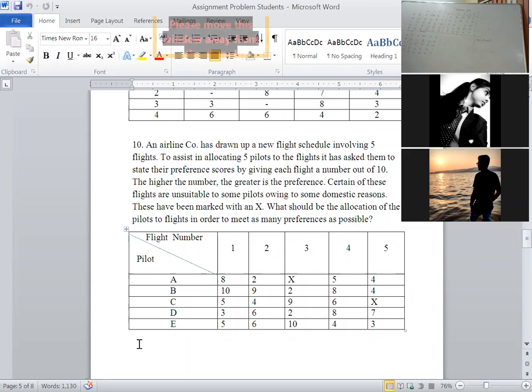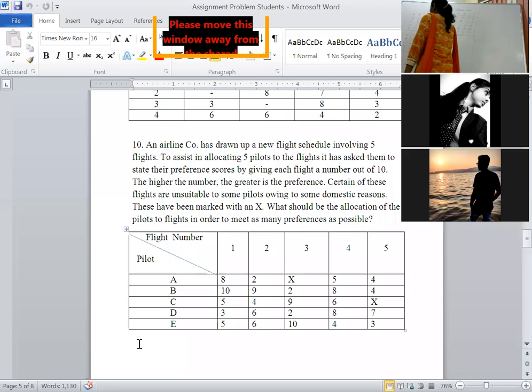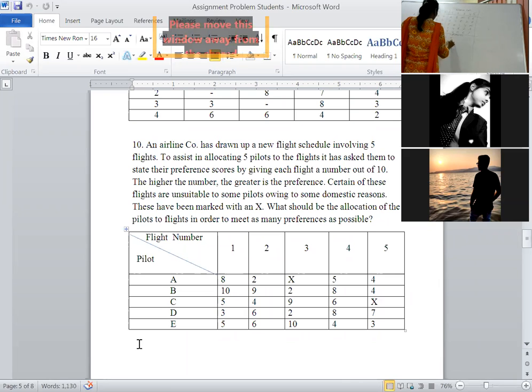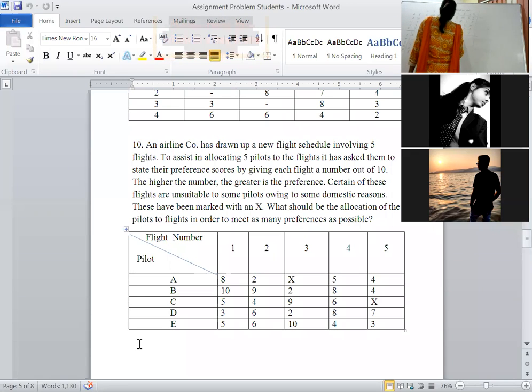Next, again what we have to do, we have to perform column operations. First column remains as it is: 0, 0, 4, 5, 5. Then 1 is the minimum in the second column: 6 minus 1 is 5, 1 minus 1, 5 minus 1, 2 minus 1, 4 minus 1. Then in the third column, 0 is there, that's why again it remains as it is: infinite, 8, 0, 6, 0.